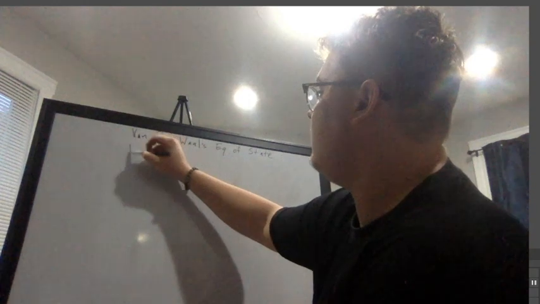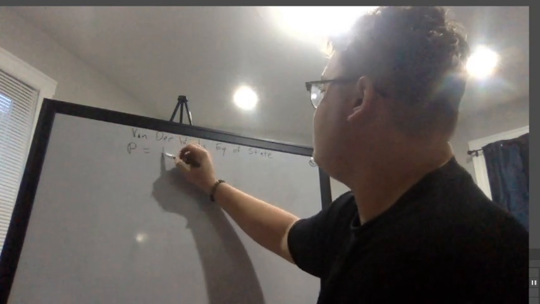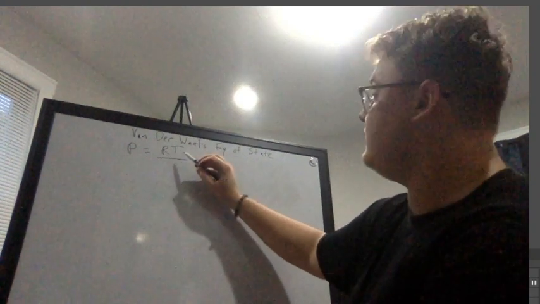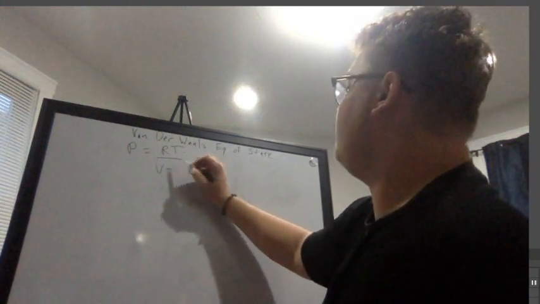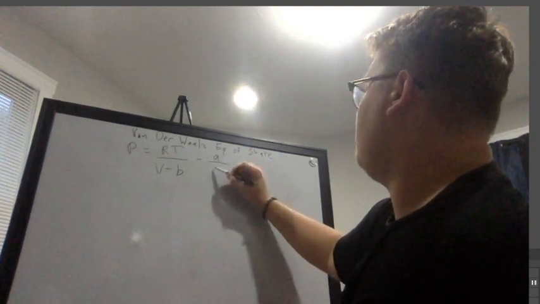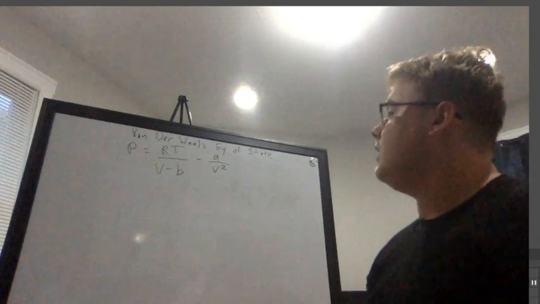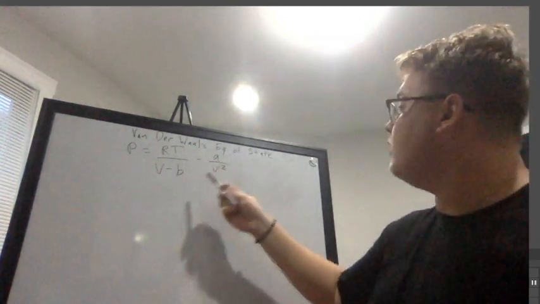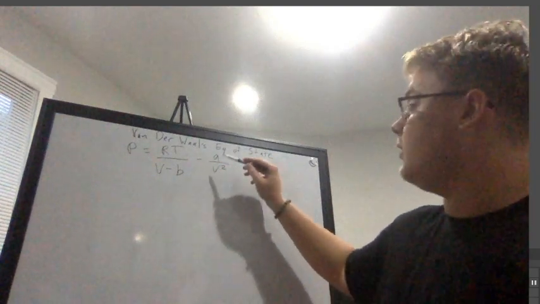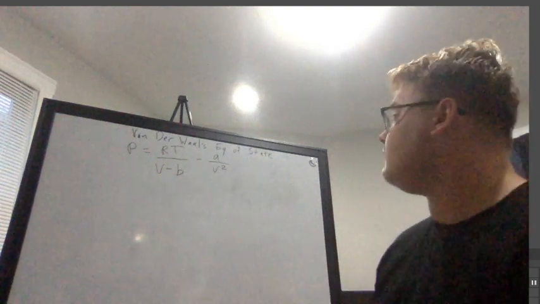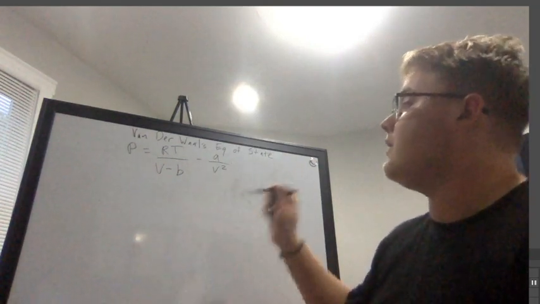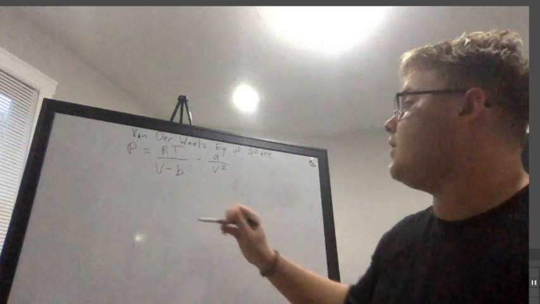Well, I'll write it out. Pressure is equal to RT, that's 8.314 constant, times temperature, over volume minus B, minus A over V squared. T being temperature, V being volume, P being pressure. And then we have these two parameters that I mentioned earlier, A and B. And these are what we're going to be solving for so we can understand the relationship between pressure and volume at a critical state.